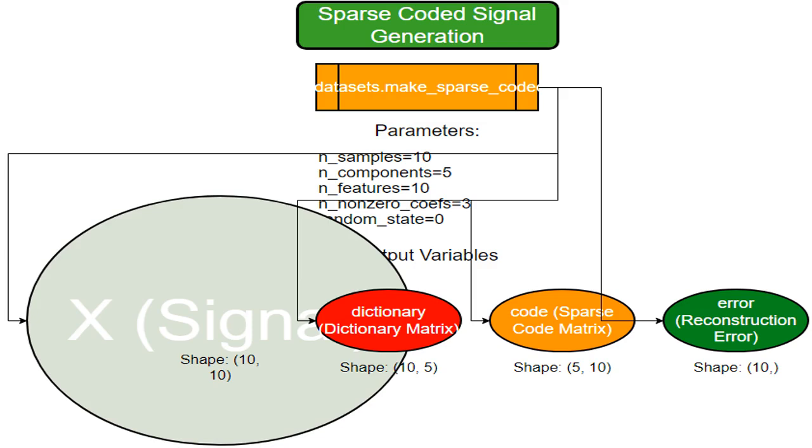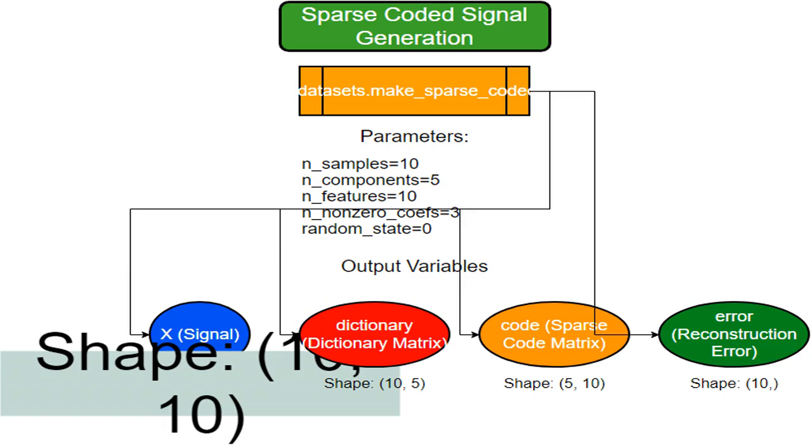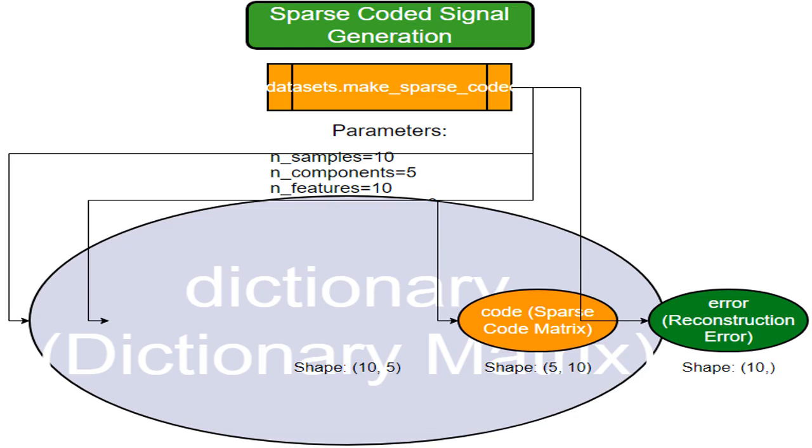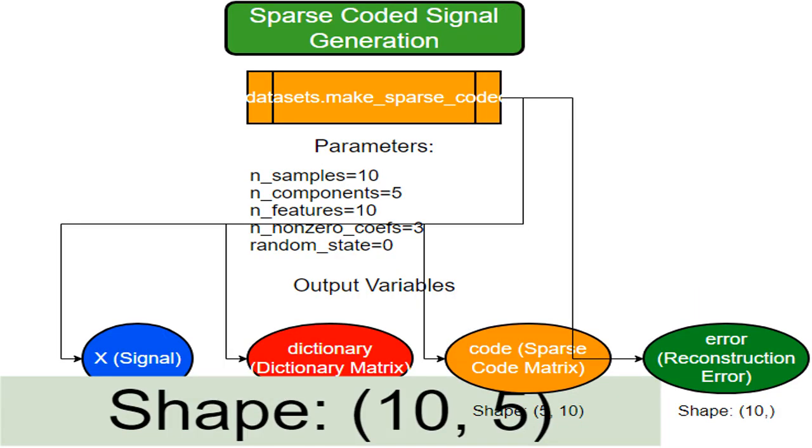This variable holds the actual sparse signals I created. It's the main result, the final message. The shape means I have 10 signals, rows, each with 10 features, columns. This is the collection of my 5 basic building blocks. I call them dictionary atoms, each with 10 characteristics. They are like the fundamental elements I use to construct my signals. The shape indicates that there are 10 features, rows, and 5 building blocks, columns.